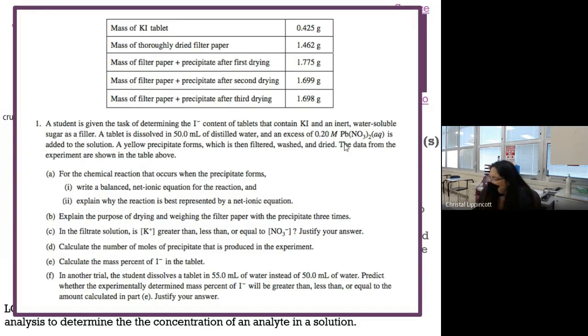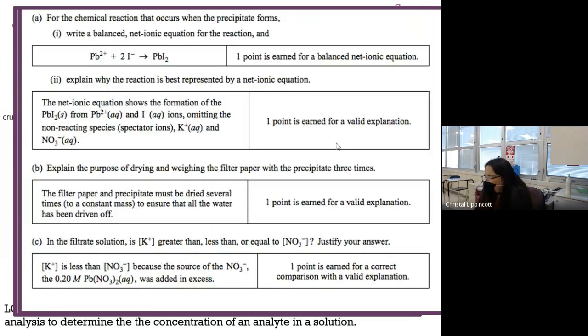Remember, lead is a pretty big ion. Lead-2 is going to have a lot of mass or a lot of electrons to it. So typically lead is going to be one that's going to end up precipitating out more often than other things. So that's always kind of a red flag to you, that if you're looking at these different things, that's probably going to be the thing that's going to be reacting.